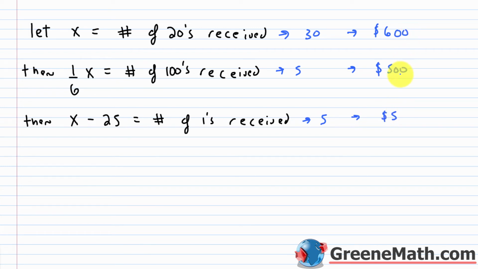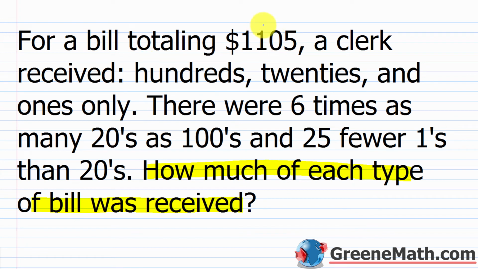600 plus 500 is 1,100. 1,100 plus 5 is 1,105. Again, for a bill totaling $1,105.